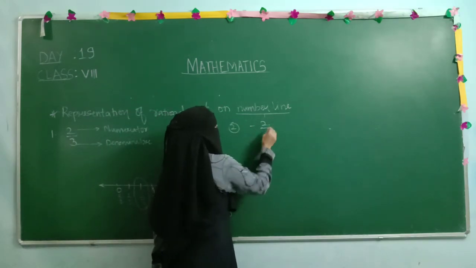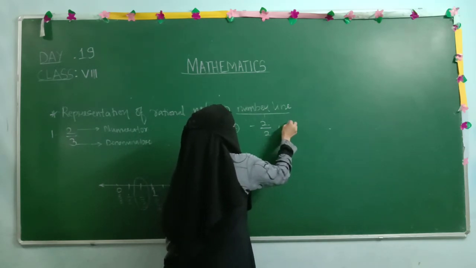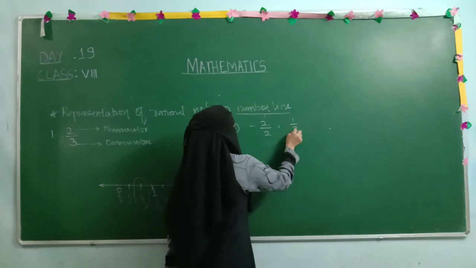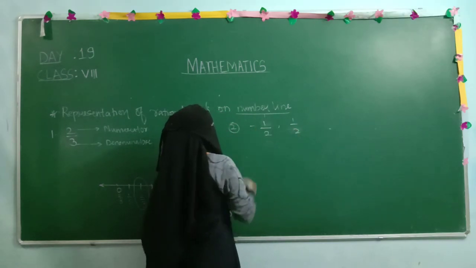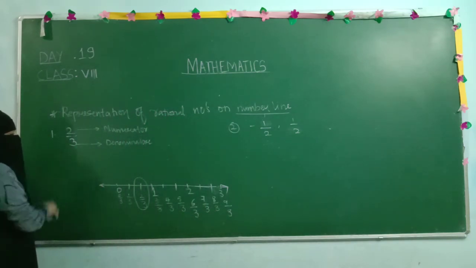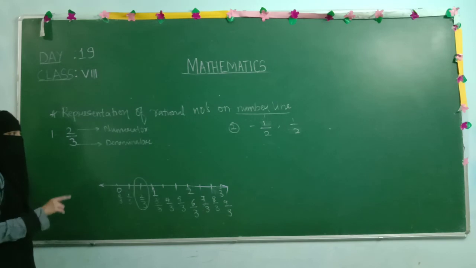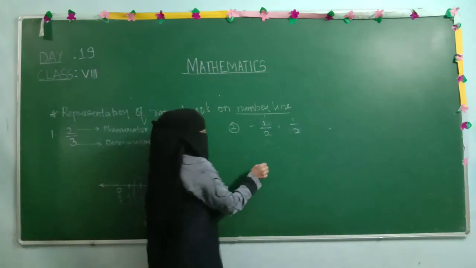Minus 1 by 2 plus 1 by 2. In the previous question only positive numbers were presented on the number line. Now negative and positive both we are going to represent on the number line. First we need to draw the number line.